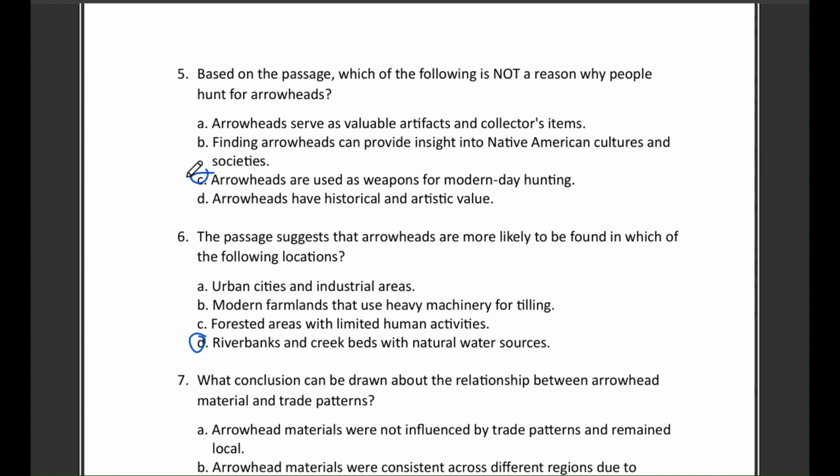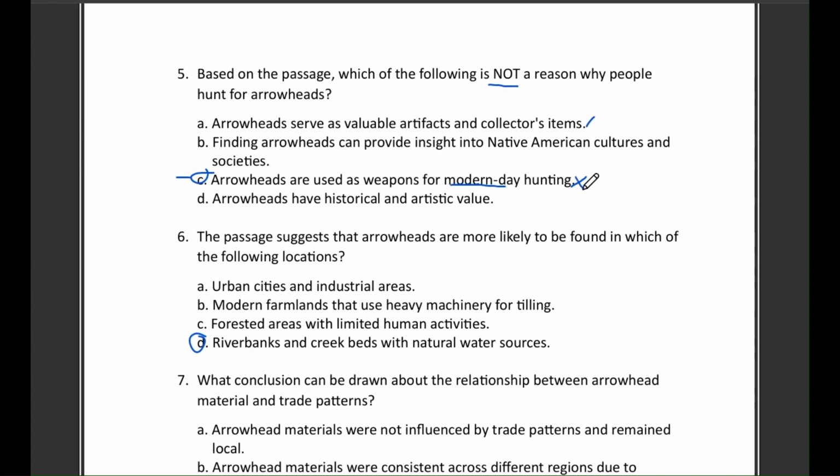The correct answer here is option C. Arrowheads are used as weapons for modern-day hunting. Although they were useful for hunting a long time ago, the passage clarifies that arrowheads are now mainly collected because of their historical, artistic, and cultural significance, not because they are still used as tools for hunting.